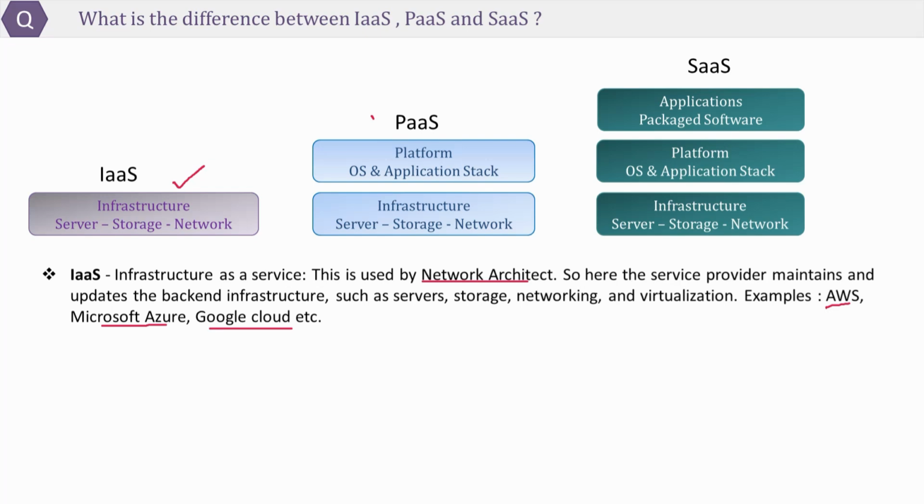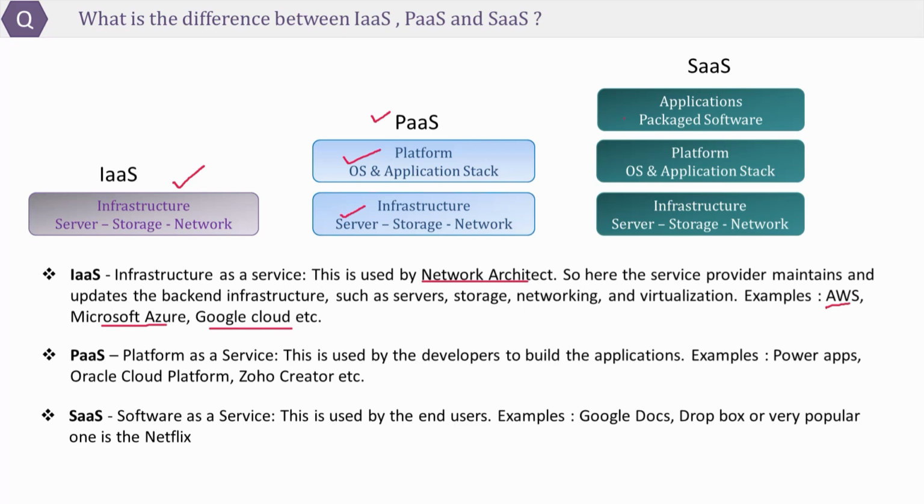The next is PaaS, which stands for Platform as a Service. It is used by developers to build applications. Here the infrastructure along with the platform is maintained by the service provider. A good example is Power Apps.